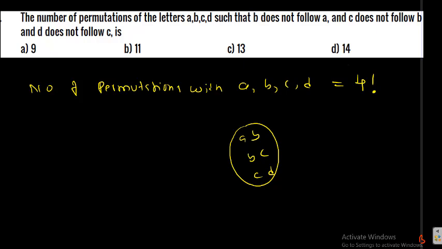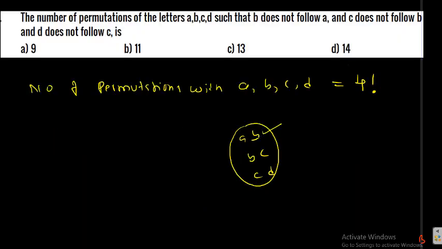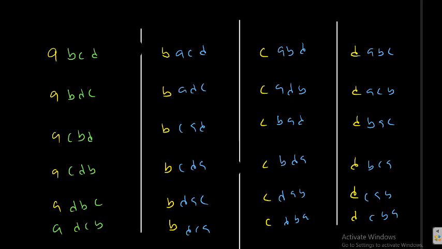Okay students, actually 4 factorial means these are the required permutations: a b c d, a b d c, a c b d, like that. These are the 24 permutations. From these 24 permutations we want to remove the permutations where b follows a, c follows b, d follows c. I will show you practically. So I want to use different colors to remove.